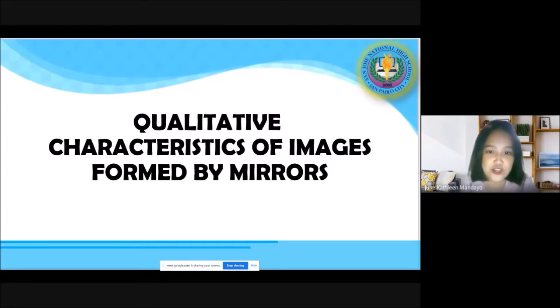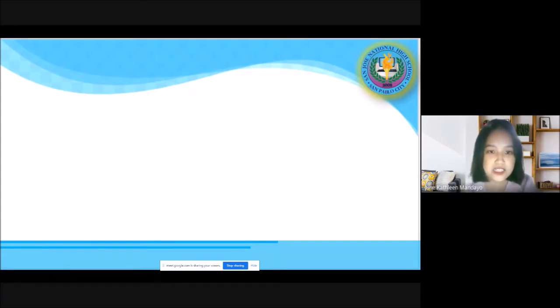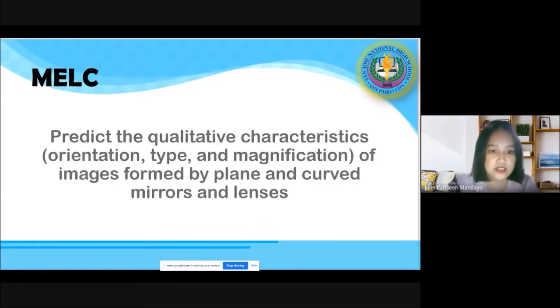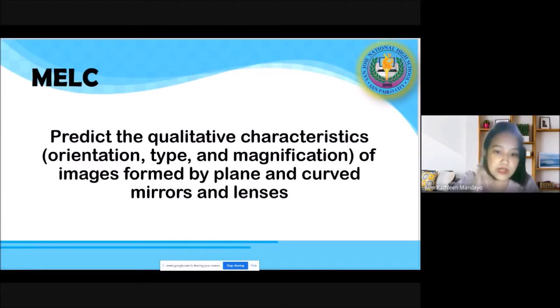For today's lecture, we will be discussing qualitative characteristics of images formed by mirrors. So this covers week 6 and 7 of your modules. For the most essential learning competency, this is what we are going to achieve for the whole discussion. We would like to predict the qualitative characteristics such as the orientation, type, and magnification of images formed by plane and curved mirrors and lenses. For this week, we'll be focusing more on the mirrors and then lenses for the following weeks.